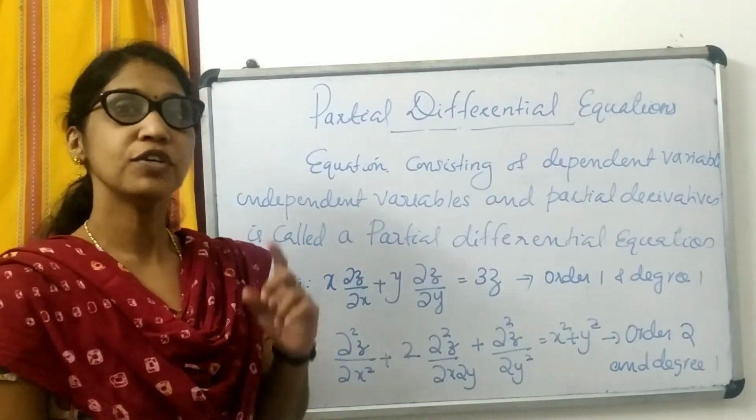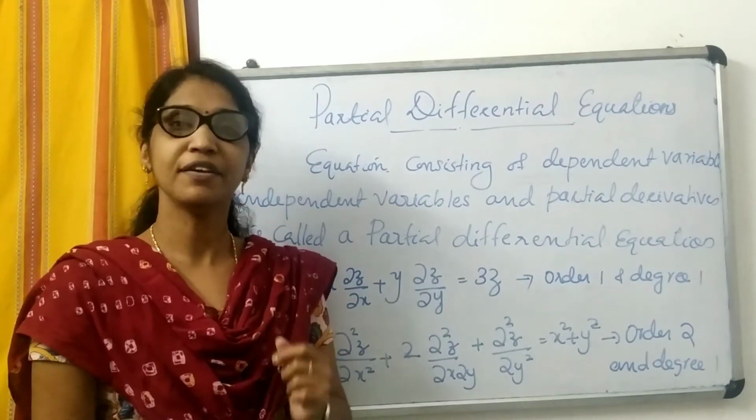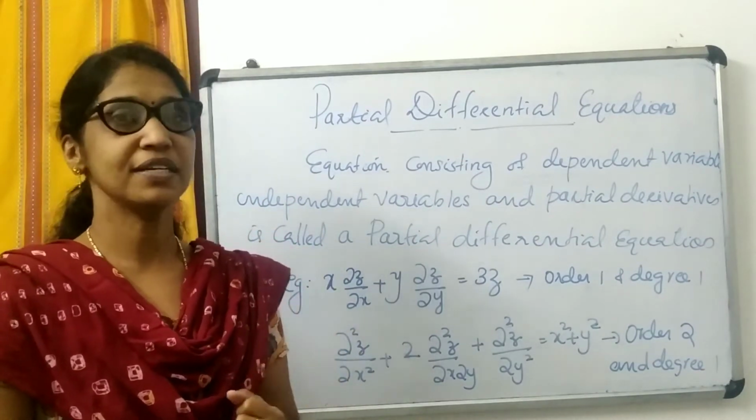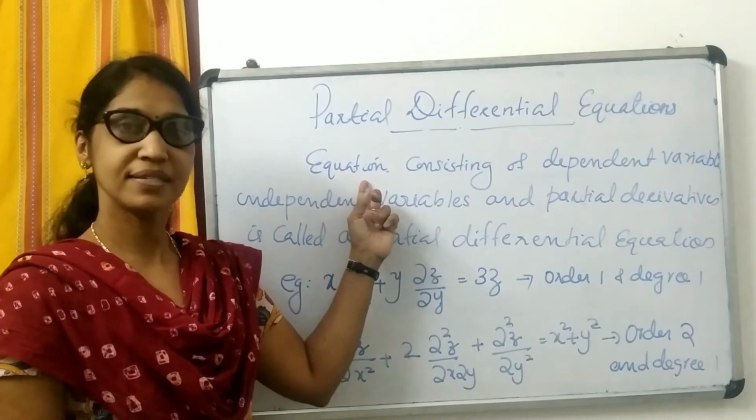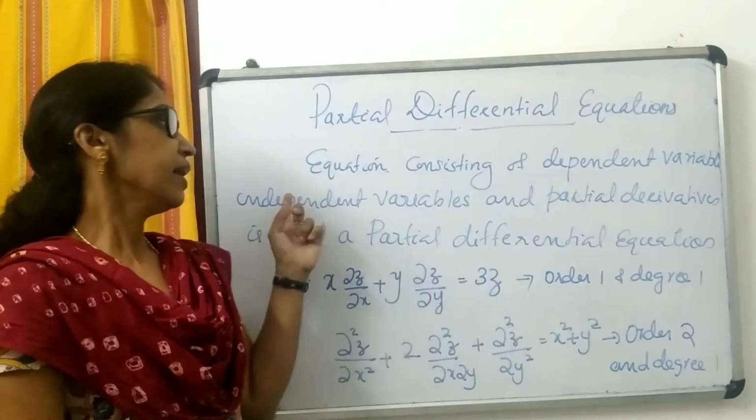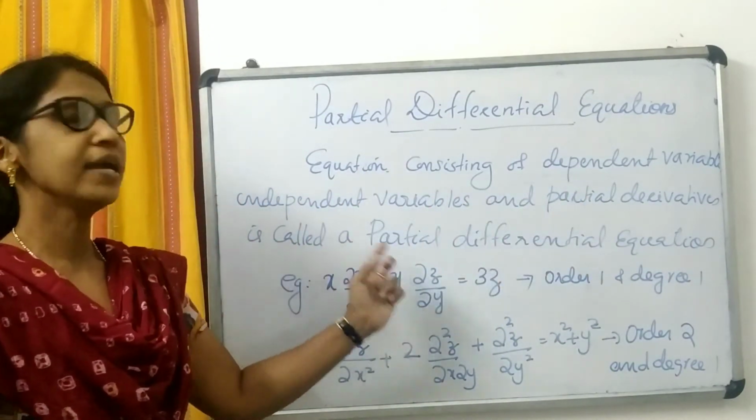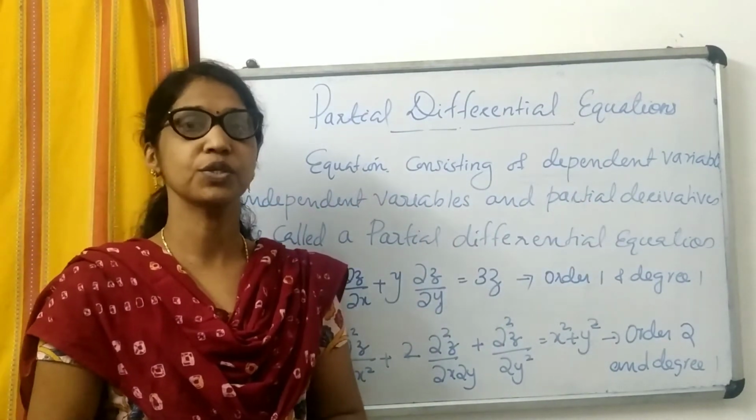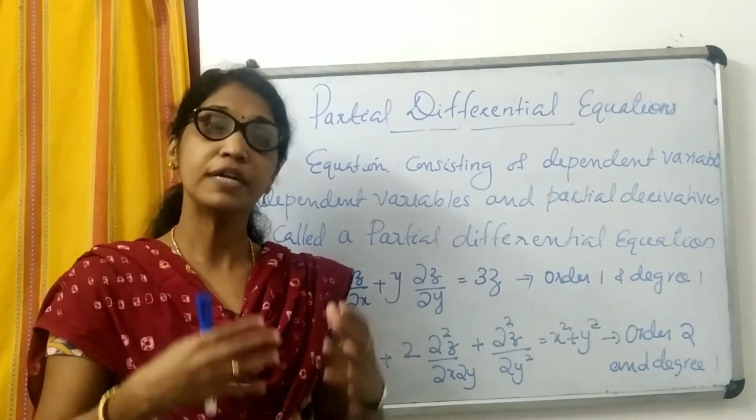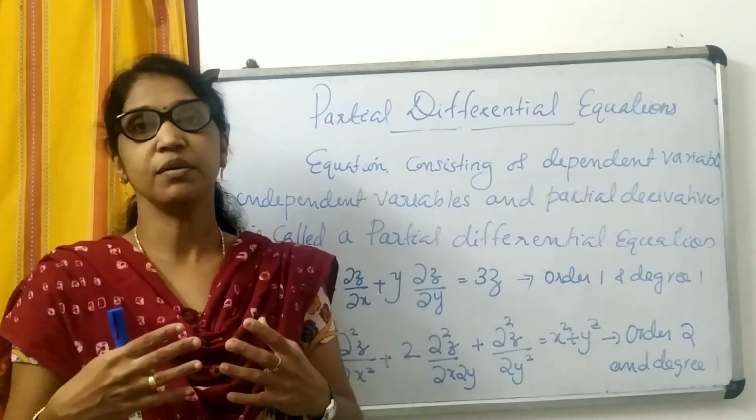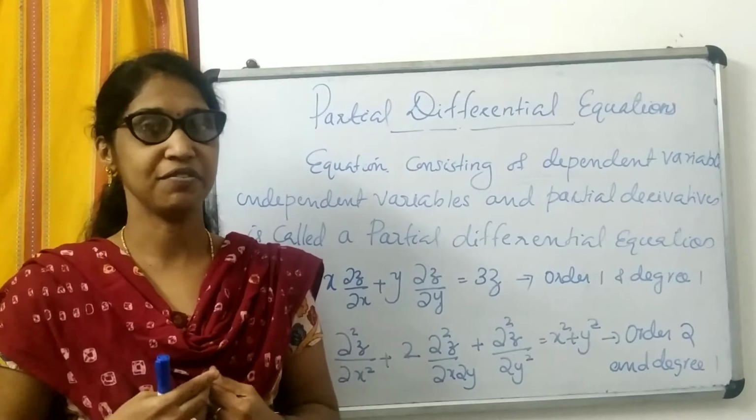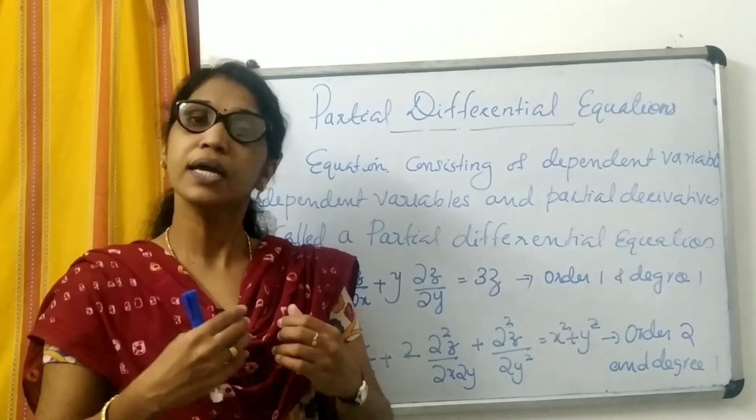First of all, what is the definition of a partial differential equation? An equation consisting of a dependent variable, independent variables and their partial derivatives is called a partial differential equation.